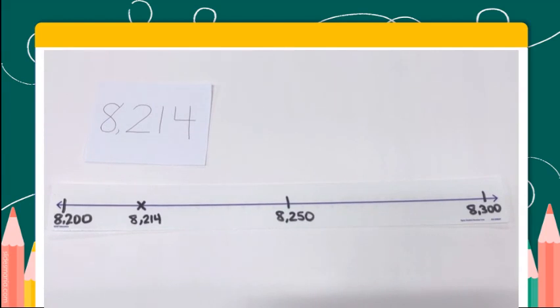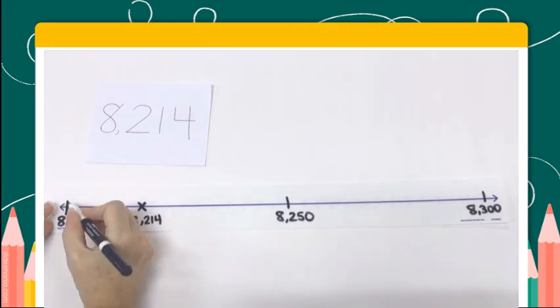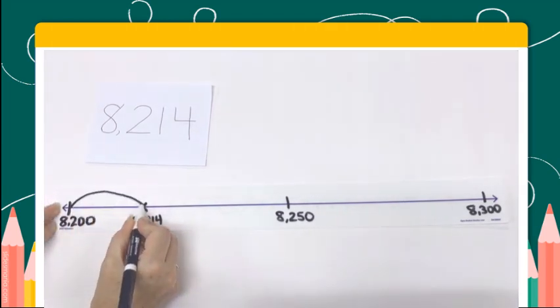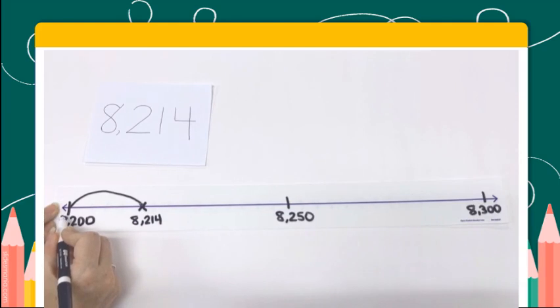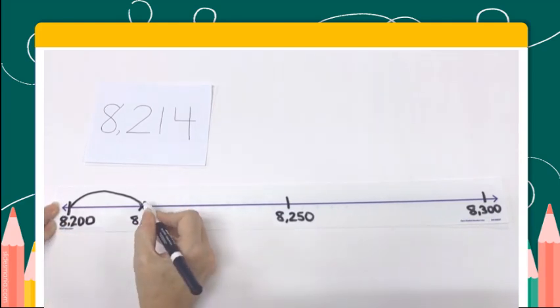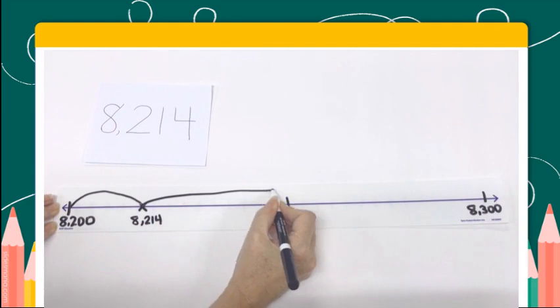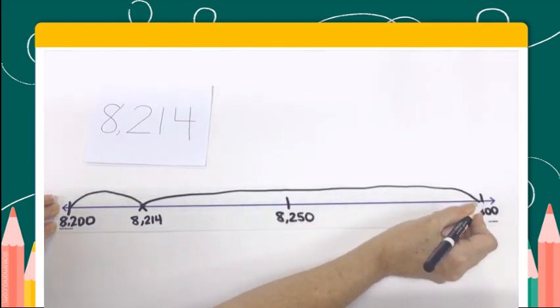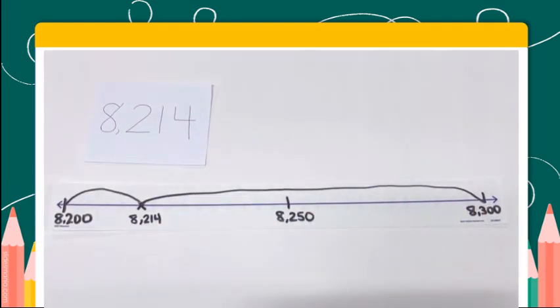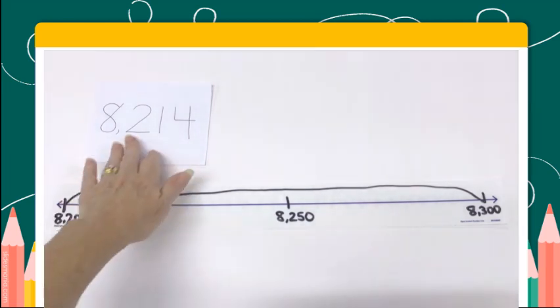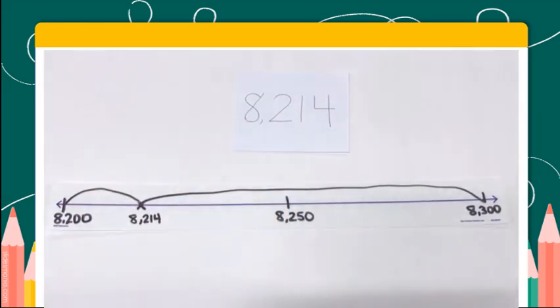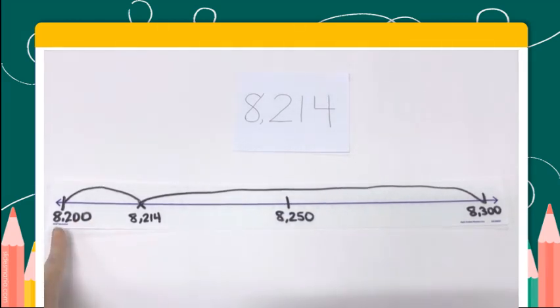So visually, we can help our child see rounding by adding in the distance from here. That shows that it's closer to 8,200 versus this distance going this way. Wow, that's a lot more to go to 8,300. So if I was rounding this number, 8,214, to the nearest 100, then I would be rounding back to 8,200. Have fun rounding with your number line.